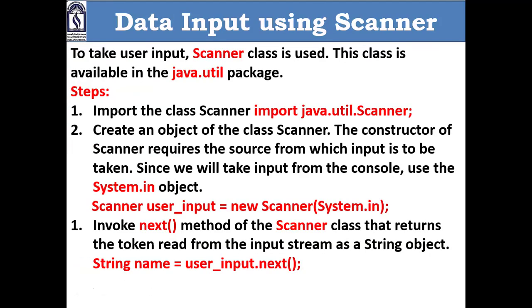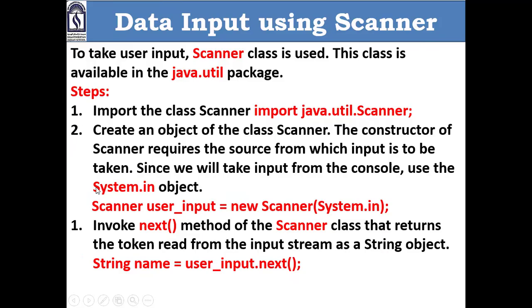Then let us proceed to the Scanner class and its methods. To take user input, the Scanner class is used. This Scanner class is available in the java.util package. In our simple calculator project, we need to get three inputs from the user. One is the left operand, another is the right operand, and the third is the operator, either plus, minus, star. So we need user input from the console. For that purpose, the Scanner class is used.